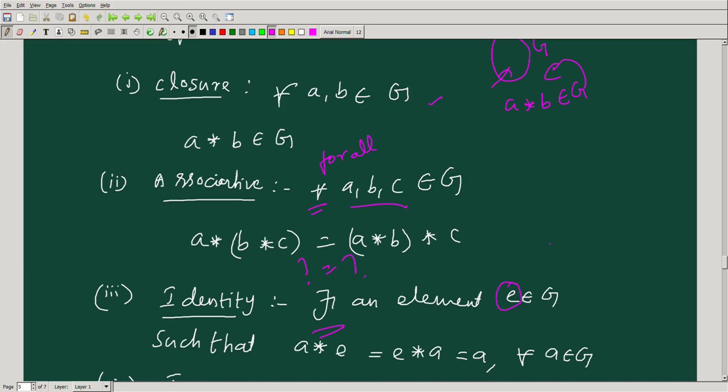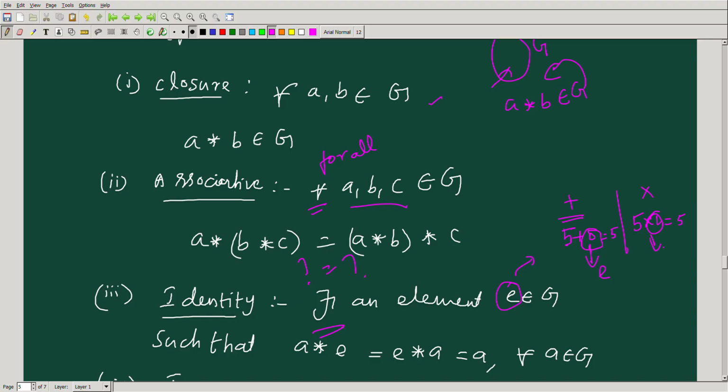I'll give you some examples. Take 5. I want the same answer 5 with respect to addition, and also the same answer 5 with respect to multiplication. With respect to addition, I add 0 and get the same answer. With respect to multiplication, I multiply by 1 and get the same answer. So the identity element under addition is 0, and the identity element under multiplication is 1.